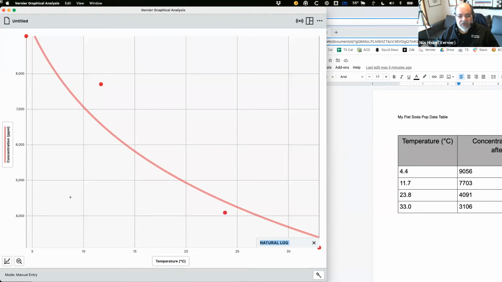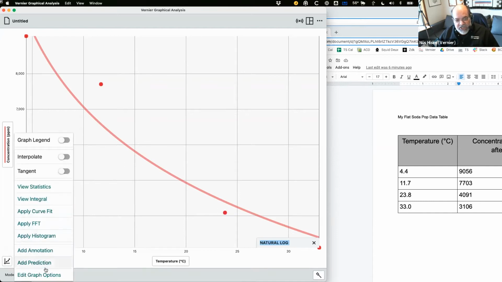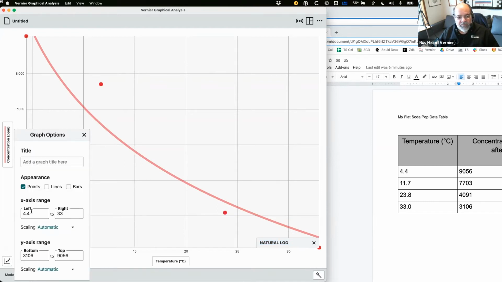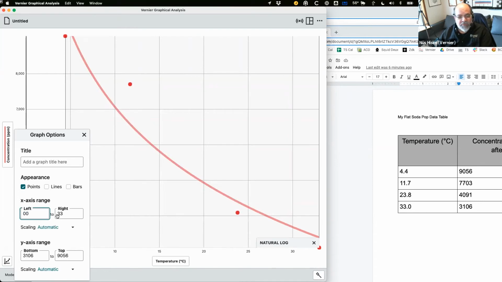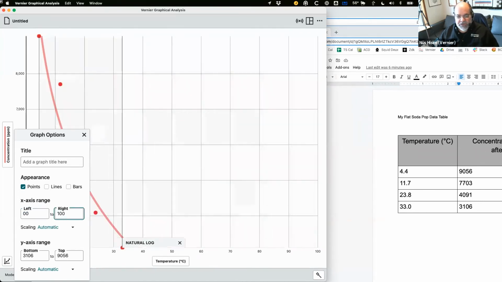But what you might want to do is, if you look at a typical solubility graph, the x-axis particularly is going to usually go from 0 to 100. So if I tap on the y-axis, if I tap on the graph tools icon, the little mini graph, I can adjust the graph options. And so I can make my temperature go from 0 to 100, just like on a normal solubility graph. And that's probably desirable for a couple of reasons, because we want the students to possibly extrapolate the data.